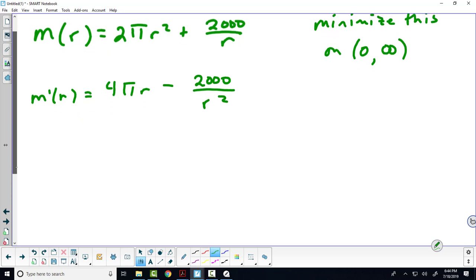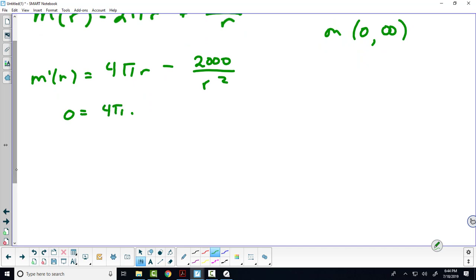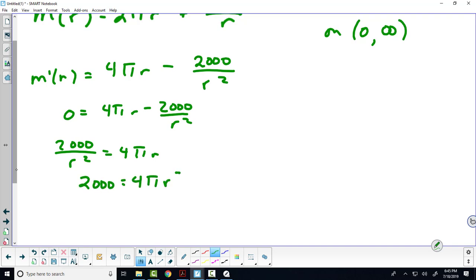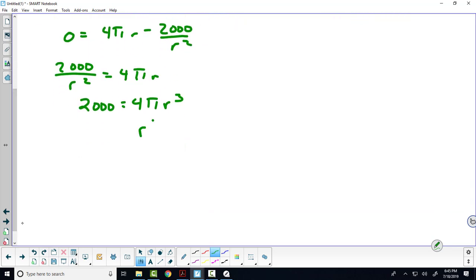Okay, so I set this equal to 0. Let's take the 2,000 over r squared to the other side. So we get 2,000 over r squared equals 4 pi r. Doggone it, an equation with fractions. Let's get rid of the fractions. We're powerful mathematicians. How do we get rid of fractions? By multiplying by the LCD. So multiply both sides by r squared. We get 2,000 equals 4 pi r cubed. We can do that because r can't ever actually be 0. Divide both sides by 4 pi. We get that r cubed is equal to 500 over pi.